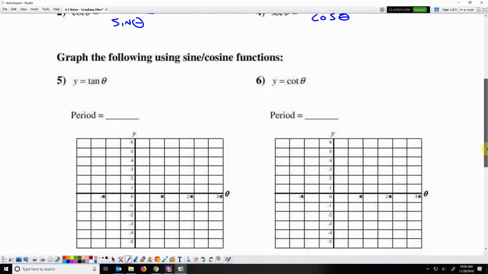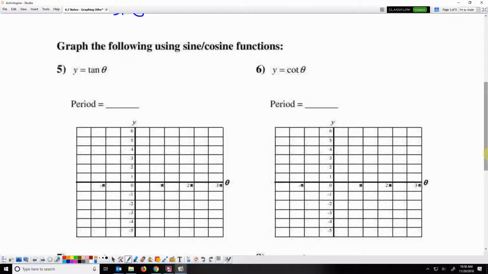So we're going to graph y equals tangent theta. Tangent theta is sine theta over cosine theta. Because cosine theta is in a denominator, the domain is that cosine theta cannot equal 0. So in order to make sure we fit within our domain, we are going to graph a cosine wave. So, basic cosine wave, y equals cosine theta.